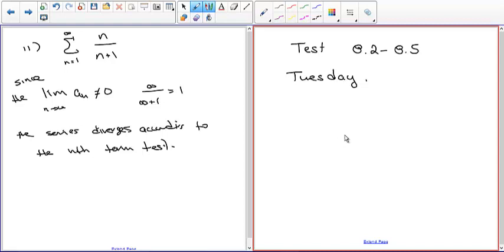Okay, so our next test, as you know, is next Tuesday. It's going to be on sections 8.2 through 8.5. There are 6 problems.